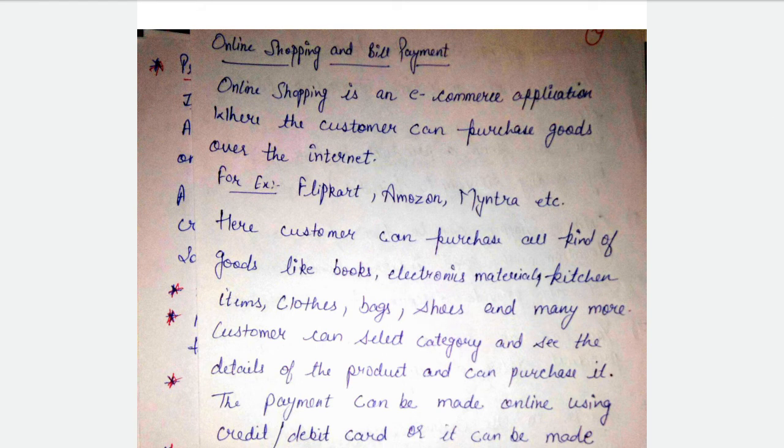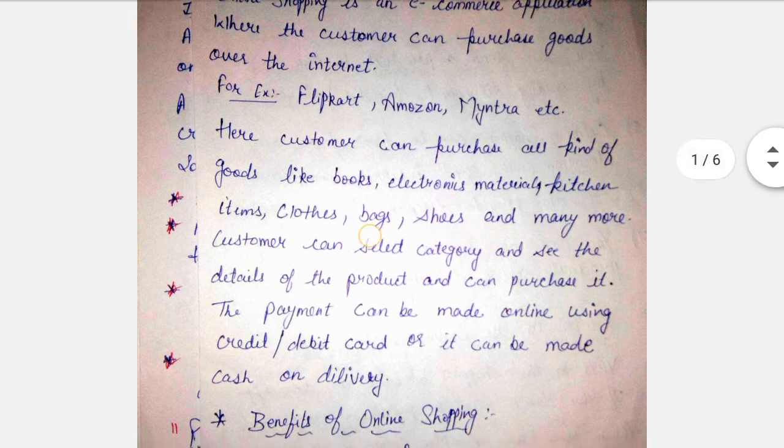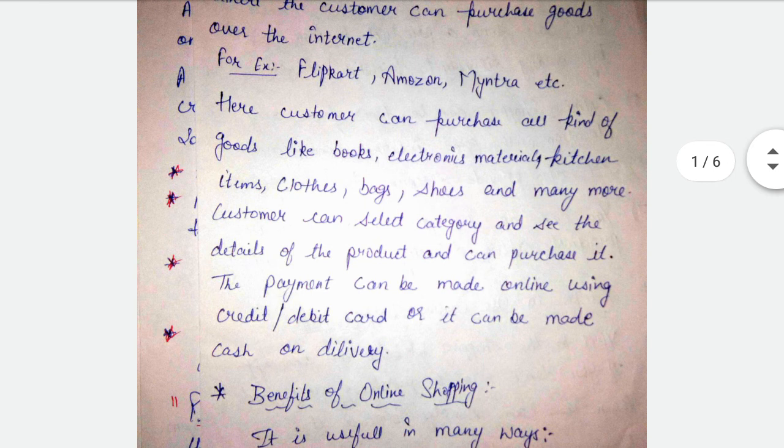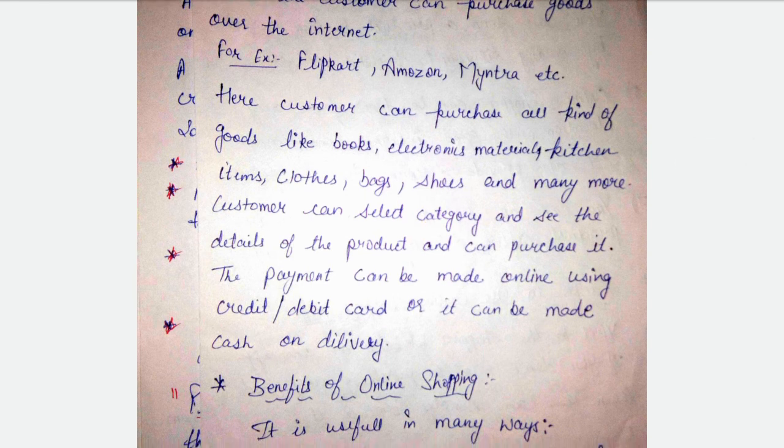For example, Flipkart, Amazon, Myntra. All these are online shopping applications by which we can see the goods. We can search all the details regarding the goods, including their prices. Customers can purchase all kinds of goods like books, electronic materials, kitchen items, clothes, bags, shoes and many more things. Customer can select a category, see the details of the product and purchase it.